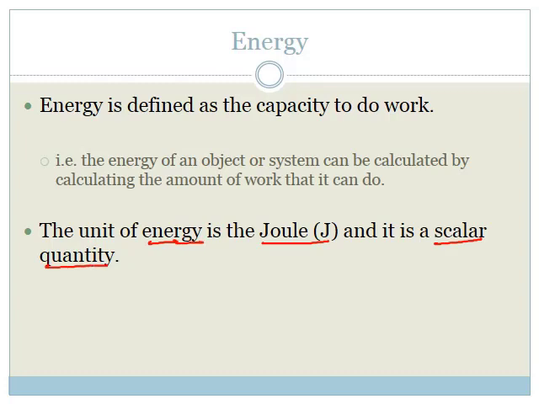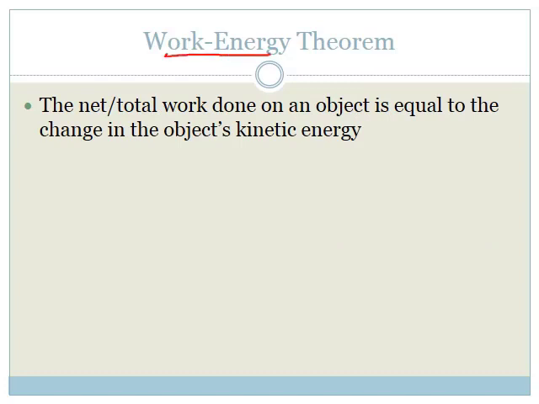So remember about work, I could actually just replace this. Instead of the word energy, I could have said the unit of work is the joule, and it is also a scalar quantity. So energy is the ability to do work, and therefore the unit is joules, and it is a scalar quantity.